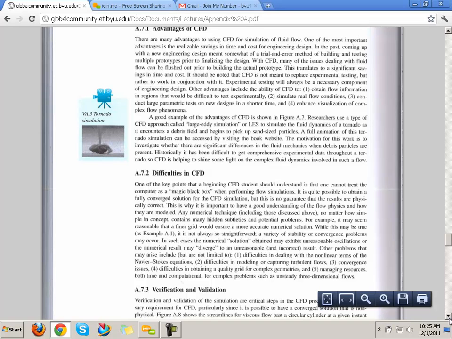But the difficulties of CFD: it's not perfect. And I like the first sentence here. It says, one of the key points that a beginning CFD student should understand is that one cannot treat the computer as a magic black box when performing flow simulations. So you can't just set up the problem and say go and expect it to give a perfectly accurate result. It says it's quite possible to obtain a fully converged solution for a CFD simulation, but this is no guarantee the results are physically correct.